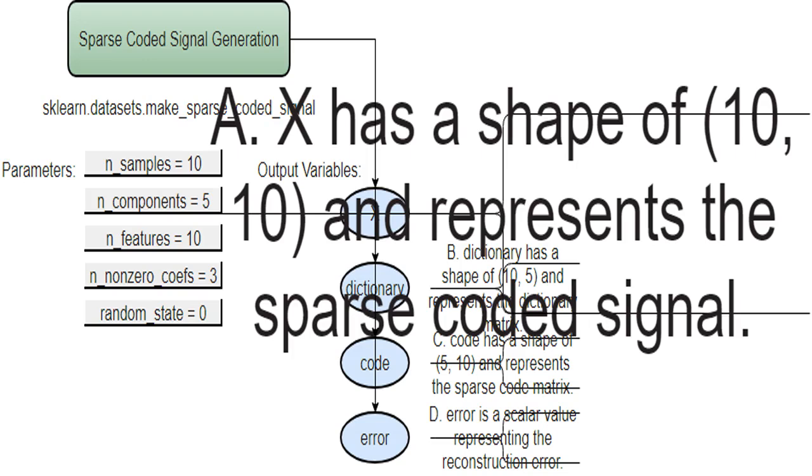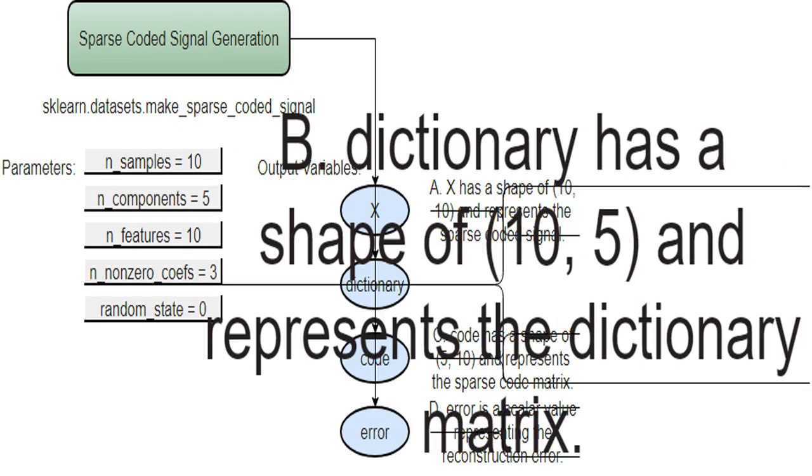Statement A claims that X has a shape of 10 rows and 10 columns. That's correct. It's a matrix representing my 10 generated signals with 10 features each. Statement B says the dictionary is a matrix of 10 rows and 5 columns. That is also correct. It contains my 5 basic components, each described by 10 features.